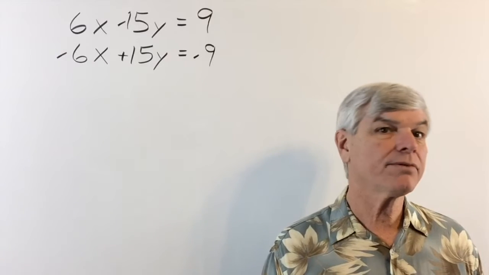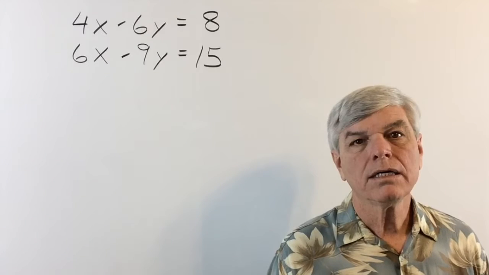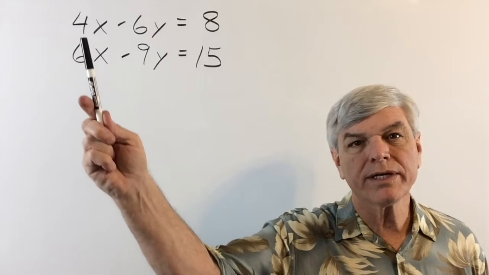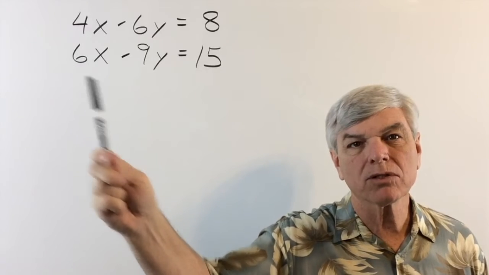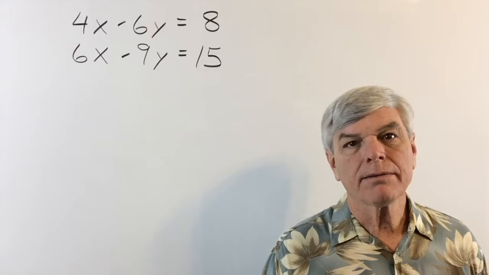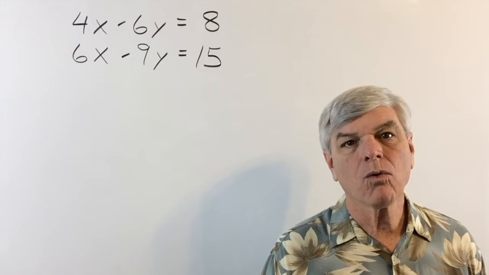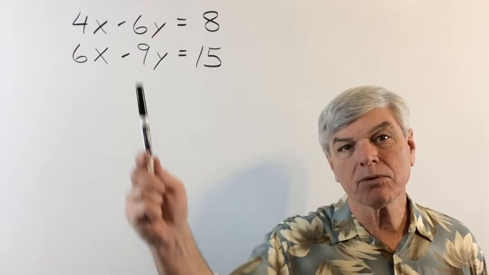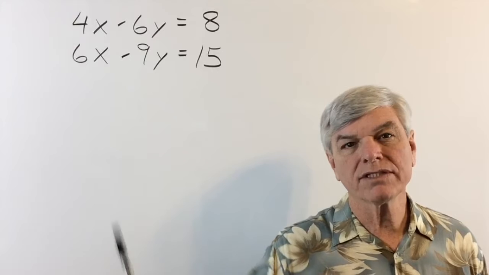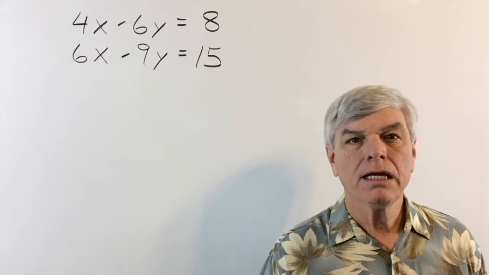Now let's look at a similar problem. Okay, our lowest common multiple for 6 and 4 is 12. So we can multiply that times 3, and we can multiply that times 2. And our lowest common multiple for y, 6 and 9, that'd be 18. So we can multiply this times 3 and that times 2. I think 12 is simpler, don't you?